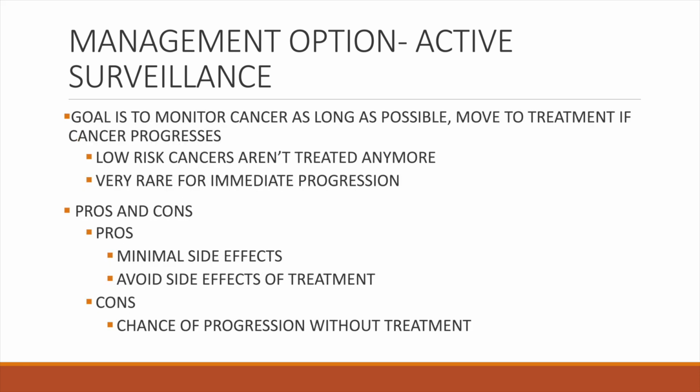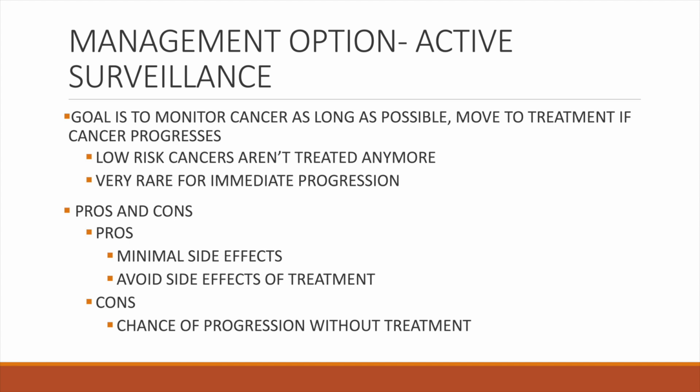The goal is to monitor cancer as long as possible. We would move to treatment if the cancer progresses. Low risk cancers aren't treated anymore. That's why active surveillance became this very popular management option. And it is incredibly rare for there to be an immediate progression, meaning you wouldn't have a low risk type of cancer, then all of a sudden it became spread everywhere throughout the rest of the body.